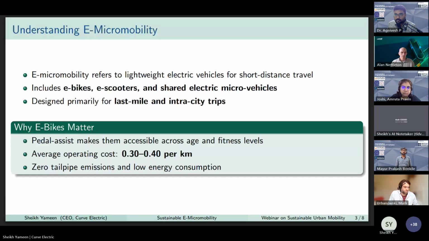Plus, of course, power consumption is low. These are pedal assist e-bikes, pedelecs as you call them in the US. So there is a positive impact on the health as well. And you can obviously pedal it out, so the issue of range anxiety is solved.